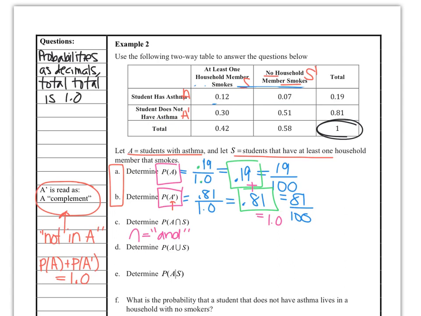Okay, probability of A and S. So remember that and or and single events are always out of total. Probability of A having asthma and S being in a smoker household. A is here, S meets here. They meet, the intersection is 0.12. Probability of having asthma and being in a smoker household.